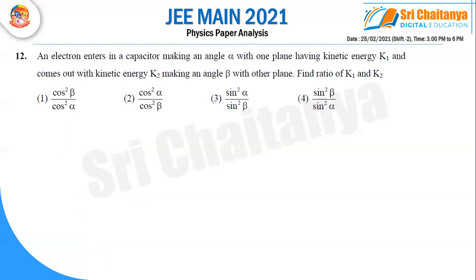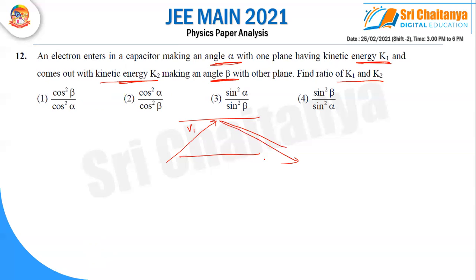An electron enters a capacitor making an angle alpha with one plane, having kinetic energy K1, and comes out with kinetic energy K2 making an angle beta with the other plane. Find the ratio of K1 and K2. Let me take the entry with velocity V1, and the exit in this manner. Here it makes an angle alpha, and with the other plate it makes beta, so I resolve this into components.